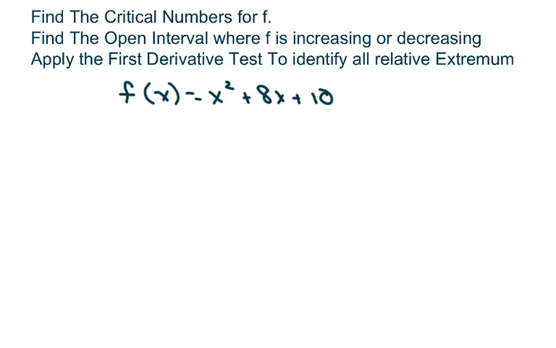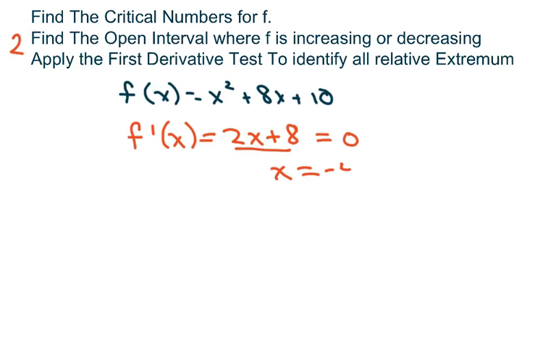Hi everyone, we're going to find the critical numbers for f and find open intervals where f is increasing or decreasing, and also apply the first derivative test to identify all relative extrema. And the first thing I'm going to do is go ahead and apply the first derivative test. So this will be 2x plus 8. We set this to 0, and when you solve this for 0, you're going to get x equals -4. So this is our critical number.